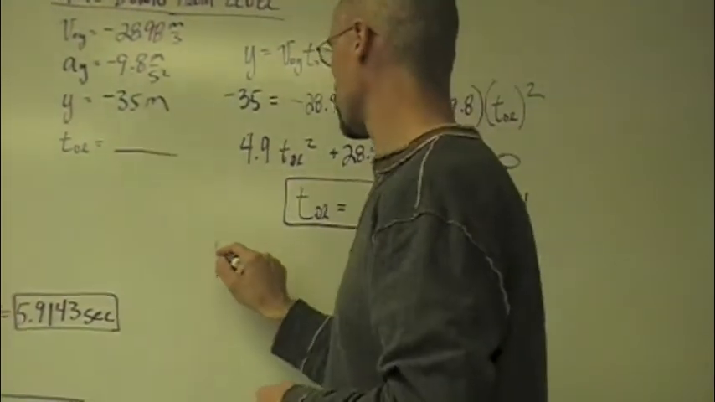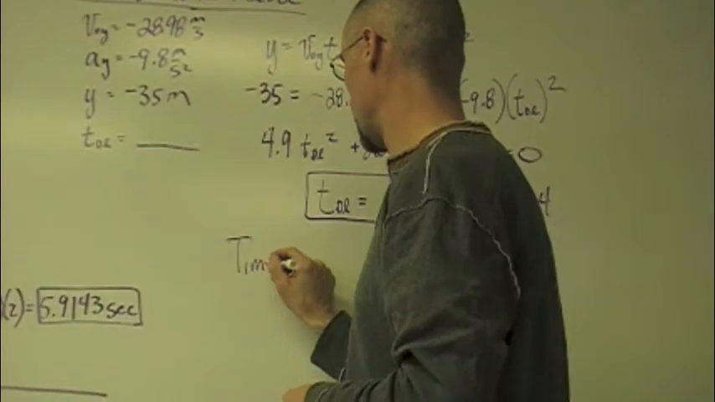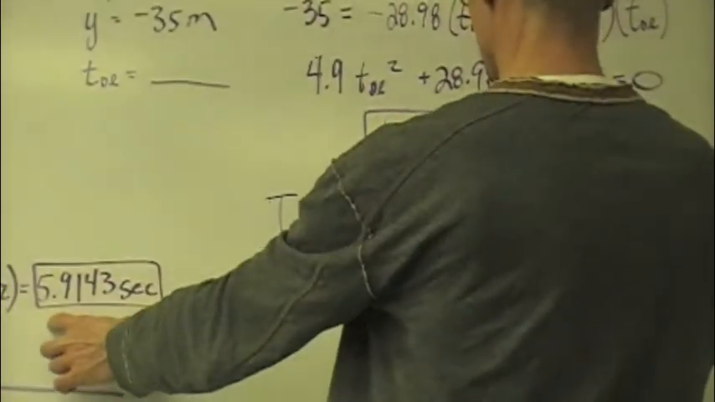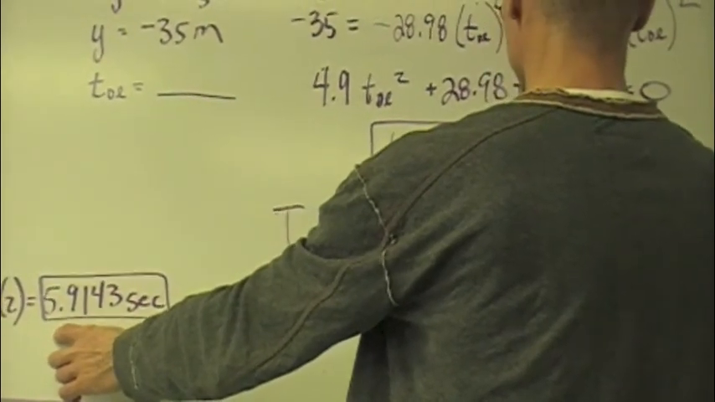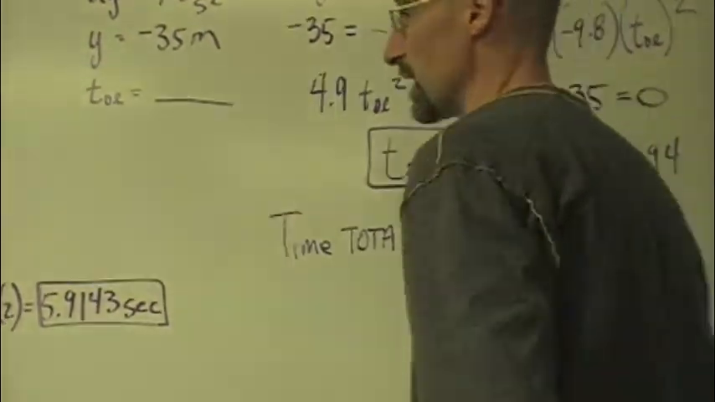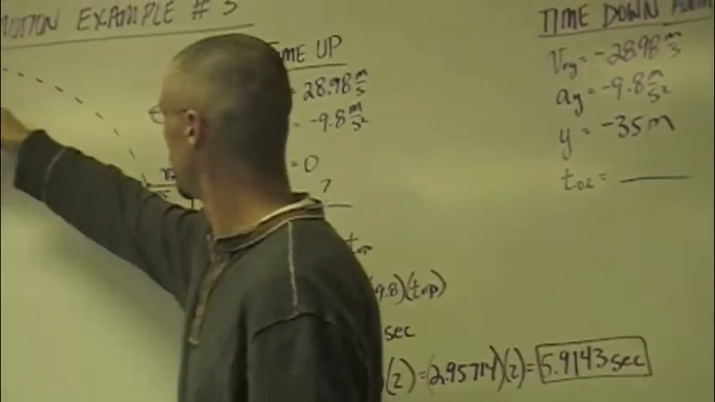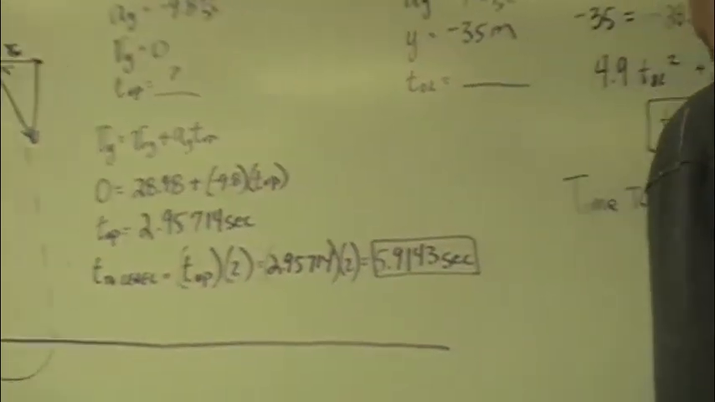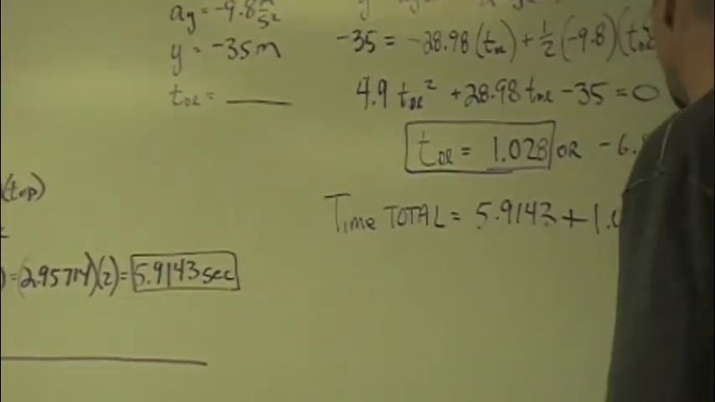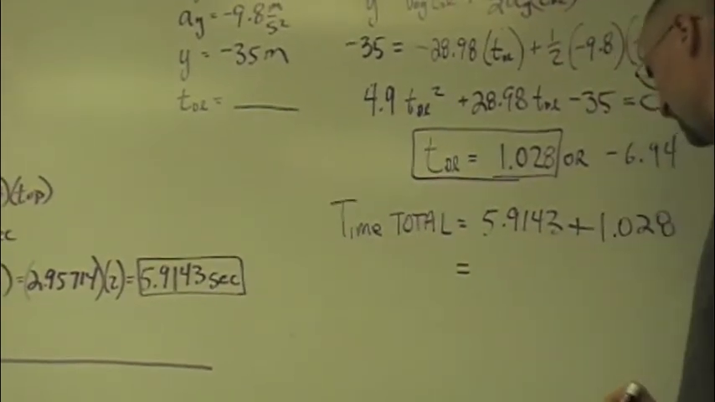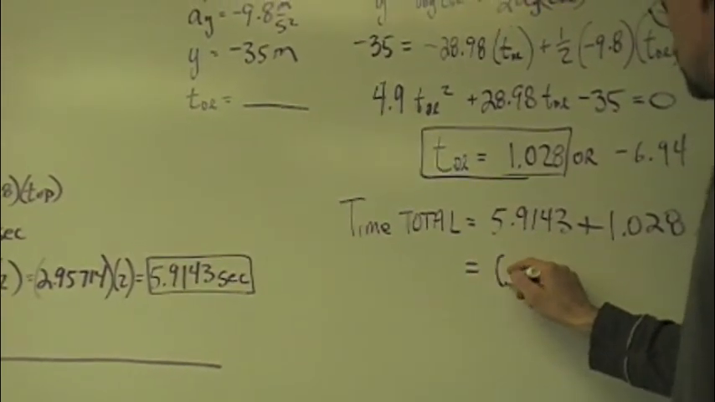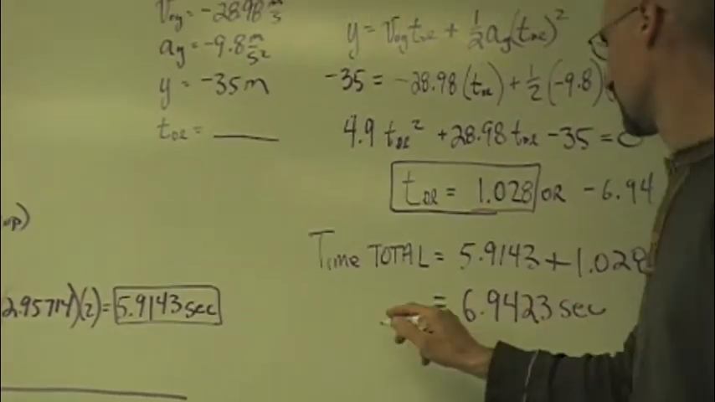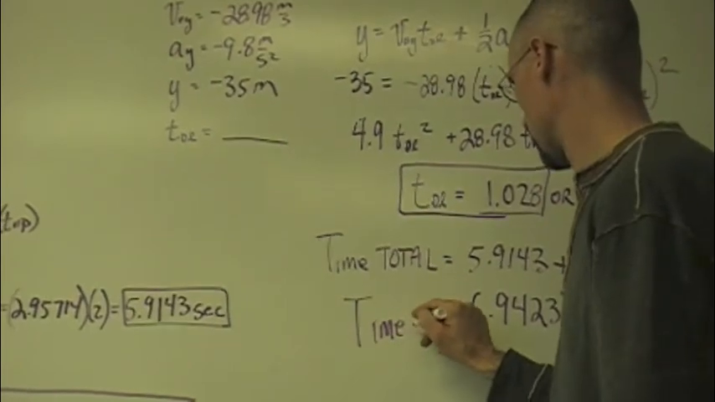Okay. So what's our total time? I'm going to go time total equals this guy, 5.9143, which, guys, by the way, is the time to go from here to here, plus we just found the time from here to here, so let's add that on, 1.028, which comes up with a total time of 6.9423 seconds. So that's time total.